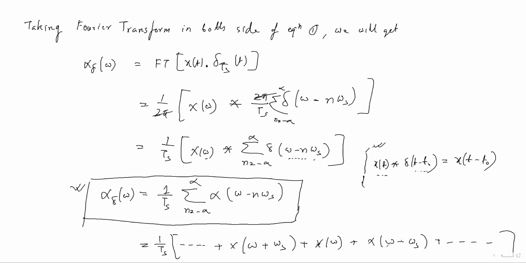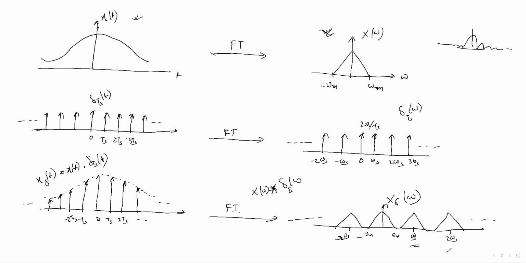What will be the x of omega minus omega s? This is the right shifted signal. In the frequency domain it is shifted to the right. How much is it shifted? It is omega s. That's why I have given this here. It is shifted by omega s.